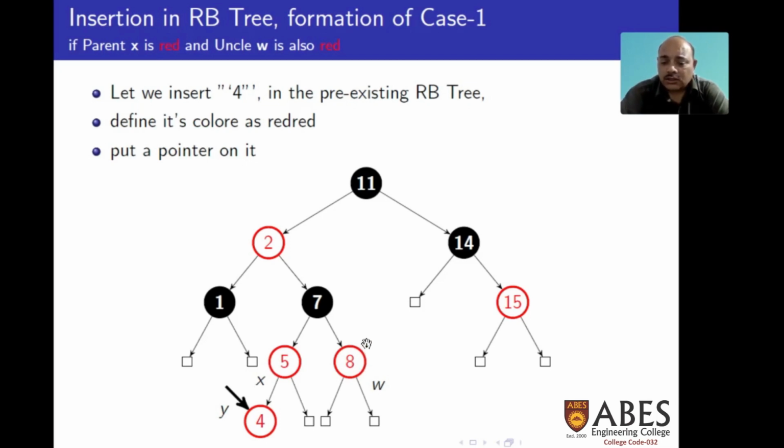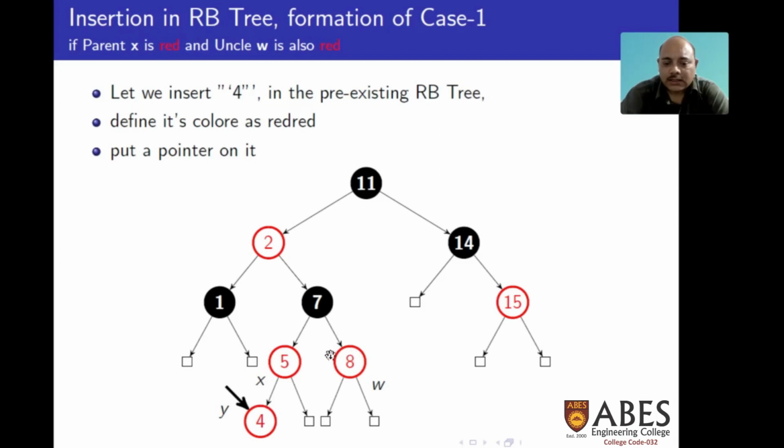Fine. Only two possibilities may be there, either black or red. If the color of the uncle is red, then it is known as case 1. We will try to solve it. And if the color of the uncle is black, then we may be in either case 2 or case 3. Both cases 2 and 3 are defined if the color of the uncle is black. So why case 2 and case 3? We will check it later on. So now let me discuss case 1.